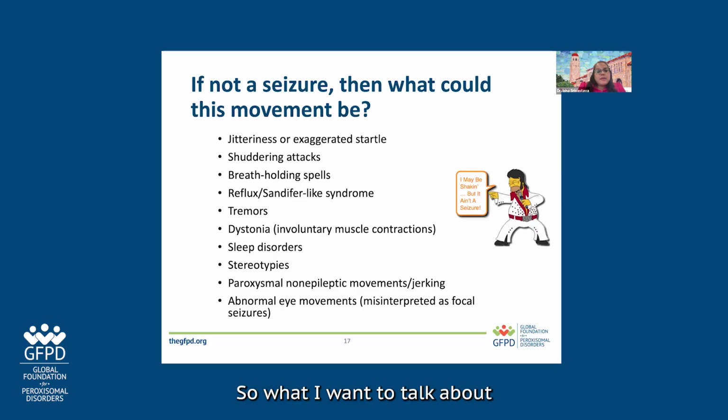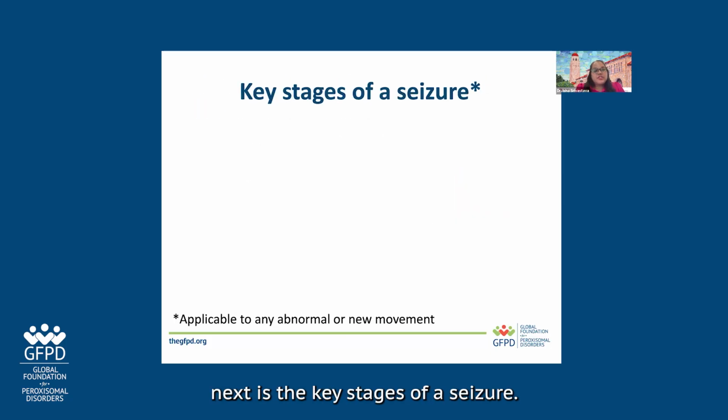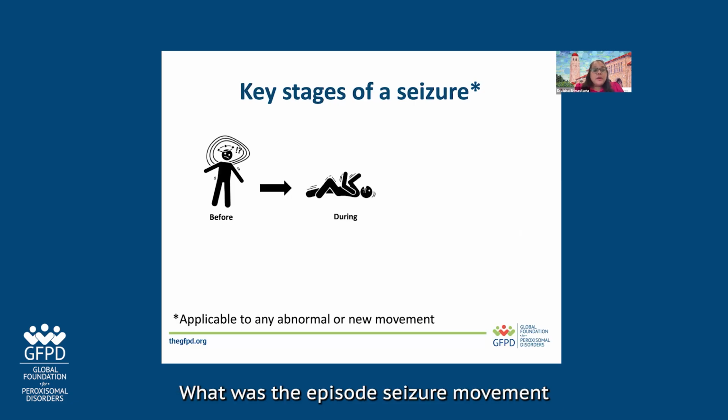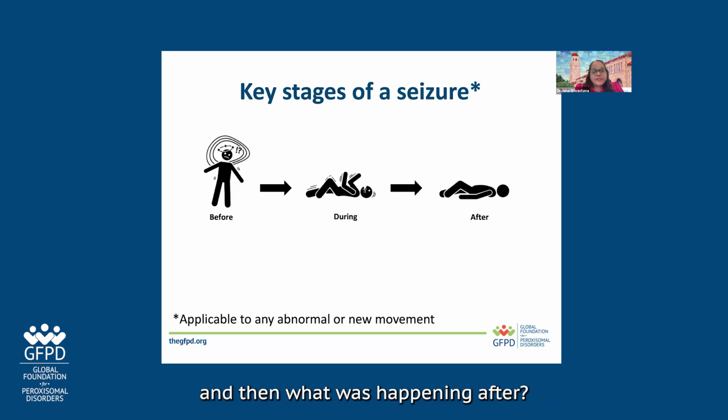So, what I want to talk about next is the key stages of a seizure. This is definitely how I think of seizures, or honestly, any abnormal or new movement. But chances are this is also how your neurologist thinks about new movements. And so the stages to think about are: before the seizure, movement, or episode happens, what was happening at that time? What was the episode, seizure, or movement of concern? What was happening during? And then what was happening after?